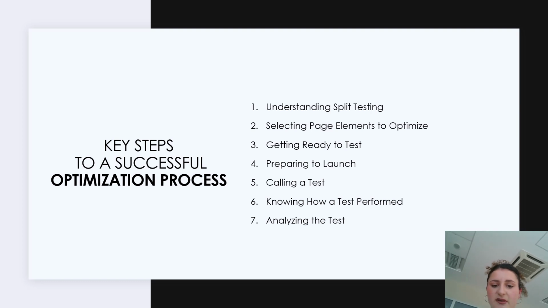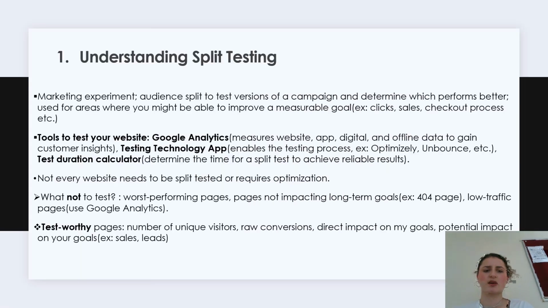There are 7 steps to a successful optimization process. The first step is to understand split testing. This is a marketing experiment where audiences are split to test variations of a campaign and determine which performs better. It is used for measurable goals such as clicks and sales. Some tools to test our website are Google Analytics, Testing Technology app, and Test Duration Calculator.